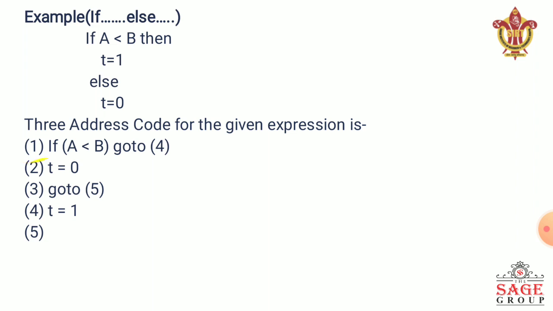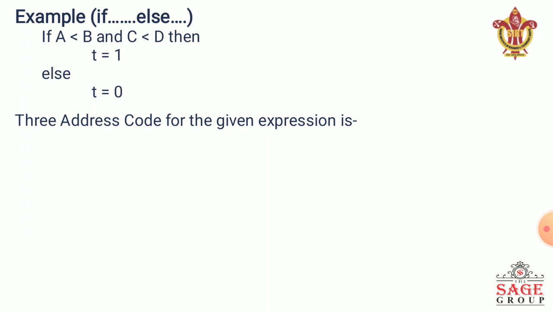First, the condition is applied. If the condition is true, then we directly write go to the label of the true statements. If the condition is false, then we directly execute our else part, and exit this part of the program by writing go to 5 or go to next, and then we execute our true part, which is t equal to 1, then the last statement.